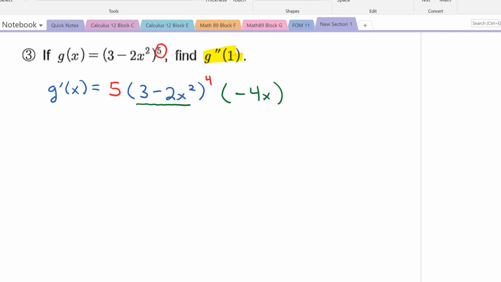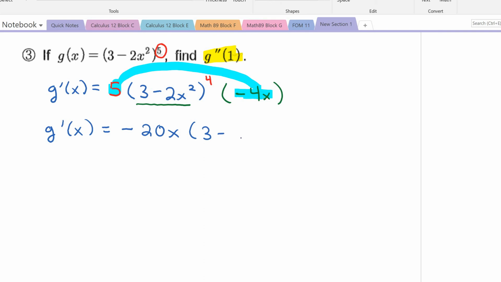And before we move on to the second derivative, it'd be very good just to simplify the work in your first derivative. So now I have g prime of x equals to, well, 5 times negative 4x will be negative 20x times 3 minus 2x squared to the power of 4. Okay, so that's my first derivative simplified, and then I will go ahead and now take my second derivative.